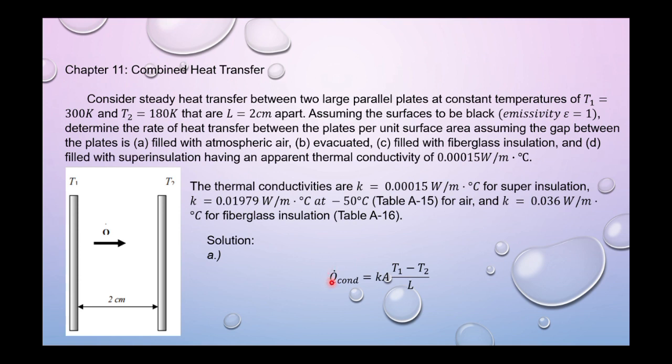So, the formula: heat conduction is equal to thermal conductivity times the area times T1 minus T2 over L. So, substitute. Heat conduction is equal to 0.01979 watts per meter degree Celsius times the area 1 square meter times 300 Kelvin minus 180 Kelvin over 0.02 meter, which is the length. Since it is 2 centimeters, we convert this into meters, so 0.02 meter. So our heat conduction is equal to 118.74 watts.